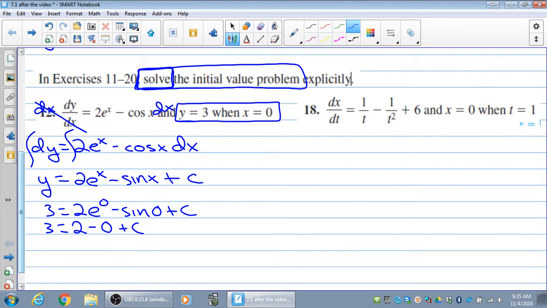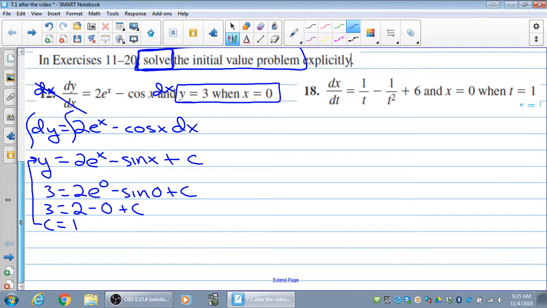But if that said cosine of 0, that'd be a 1. Cosine of 0 is 1, not 0. So don't automatically think you're going to get 0 every time you plug in a 0. Now we're going to minus 2, and c is equal to 1. So now we can go back to where we wrote the plus c and fill in that c with a 1. 2e to the x minus sine of x plus 1. There's your final answer. So that is the function whose derivative is 2e to the x minus cosine of x and passes through the point 0, 3.